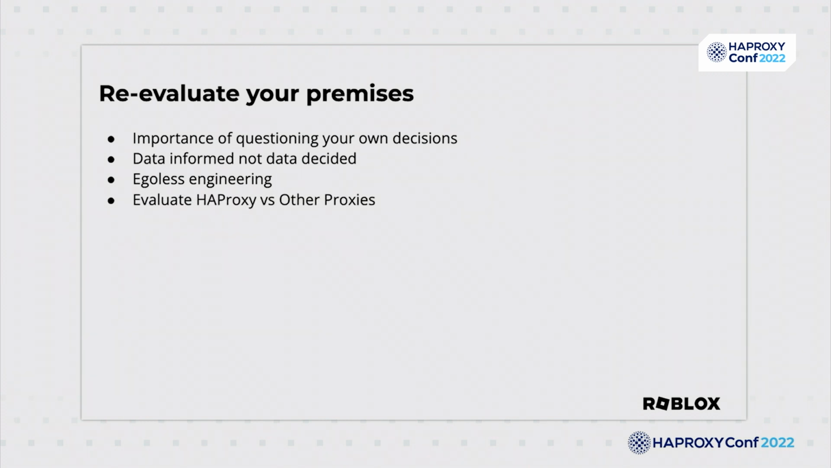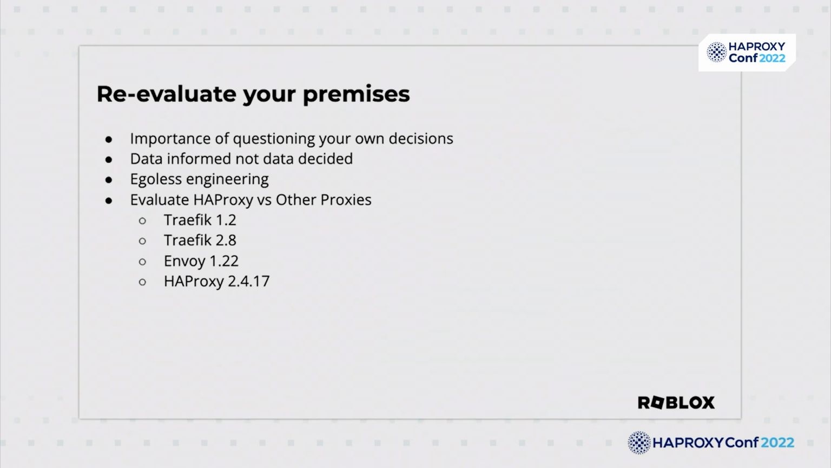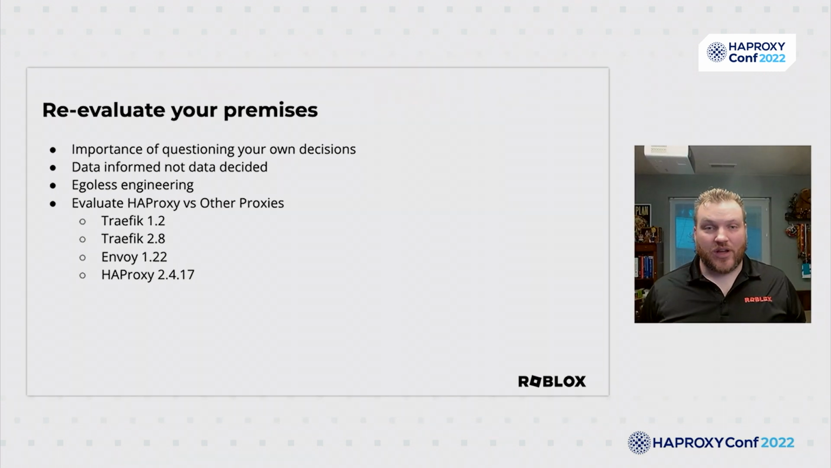So we took HAProxy and we pitted it against 3 other reverse proxies. We took Traefik 2.1, Traefik 2.8, Envoy 1.22, and of course HAProxy. We use the community edition currently inside of our data center and at our edges, and we're going to be doing a very similar evaluation with the enterprise suite. But we pitted all of those against each other, and our results were pretty staggering.